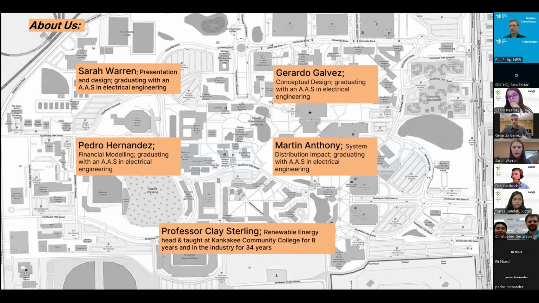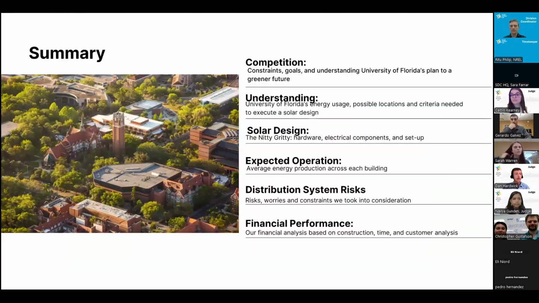And we are being led by our professor, Clay Sterling, who has 8 years of teaching experience, as well as 34 years in the industry. As a summary, these are our main 6 points. However, from the guidelines, we will be mainly addressing the main 3 parts of the conceptual design, the financials, as well as the system distribution risks.